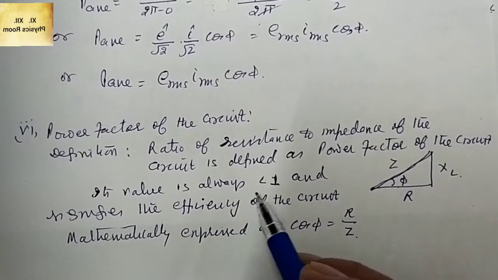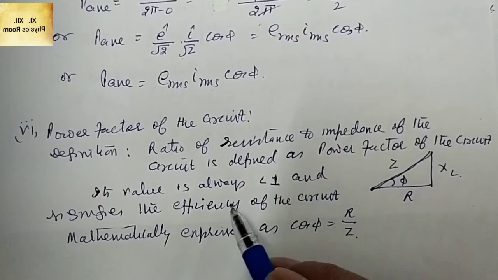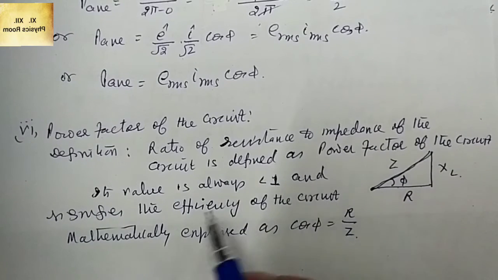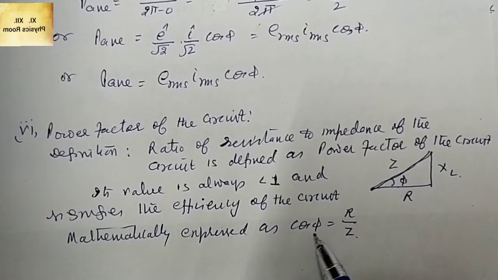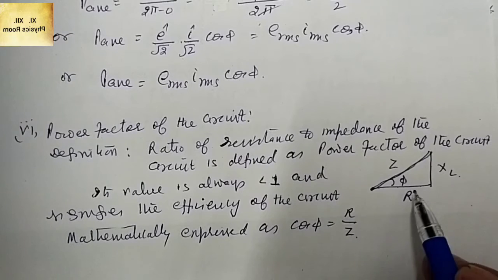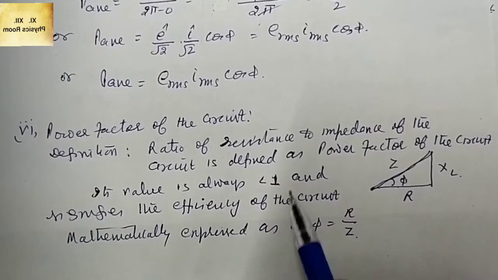So its value is always less than 1. The value of power factor is always less than 1 and signifies the efficiency of the circuit. Mathematically, it is expressed as cos phi equal to R by Z, the ratio of resistance to impedance. So cos phi is the power factor of the circuit, or simply sometimes called the PF of the circuit.